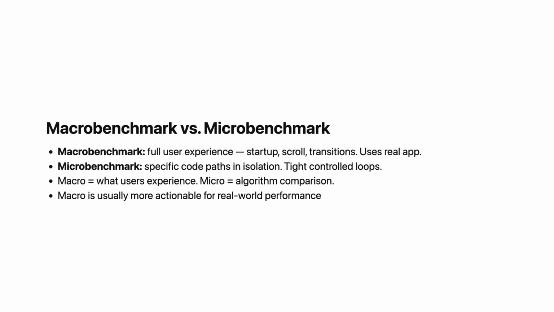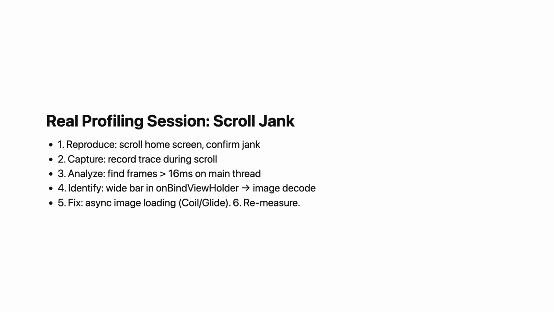Microbenchmark measures the performance of specific code paths in isolation. How fast does this function sort a list? How fast does this serializer encode an object? It runs in a tightly controlled loop, eliminating noise from other processes. Use Microbenchmark when you are comparing two implementations of the same algorithm and need precise numbers. Use Macrobenchmark when you want to know if your app actually feels fast to users. Both have their place, but Macrobenchmark is usually more actionable because it measures what users experience.